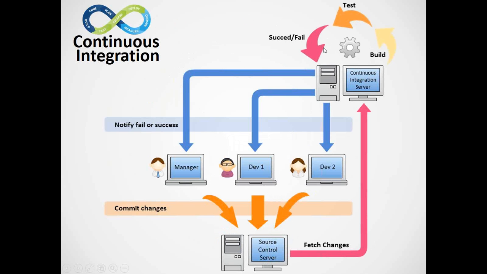In case there is a problem, we can set up a downstream job where we send a notification to the respective people that there is a problem. So this is an ideal representation of continuous integration.